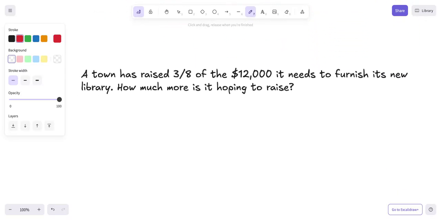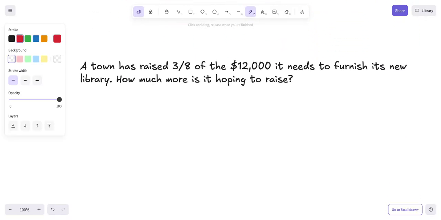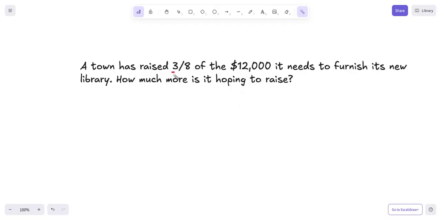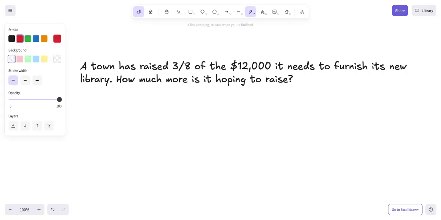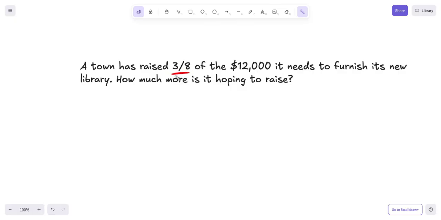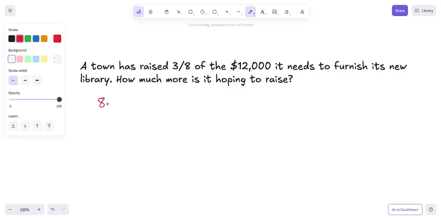Number 2. A town has raised 3/8 of the total, which is $12,000 it needs to furnish a library. How much more does it need to raise? There are a few ways to do this. For me, I like to think if it's raised 3/8, then the total is 8/8. So if I subtract that, there are 5/8 to go, right? We need to raise 5/8 of that 12,000 more.